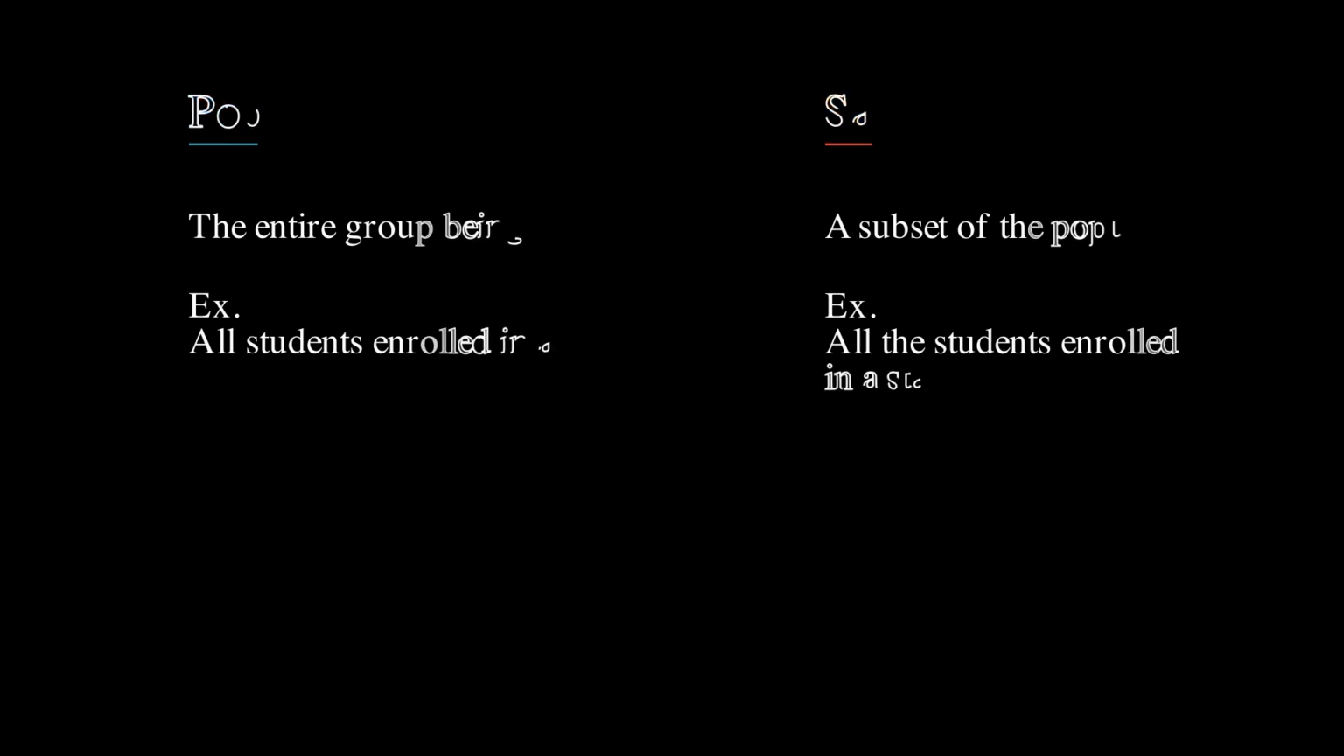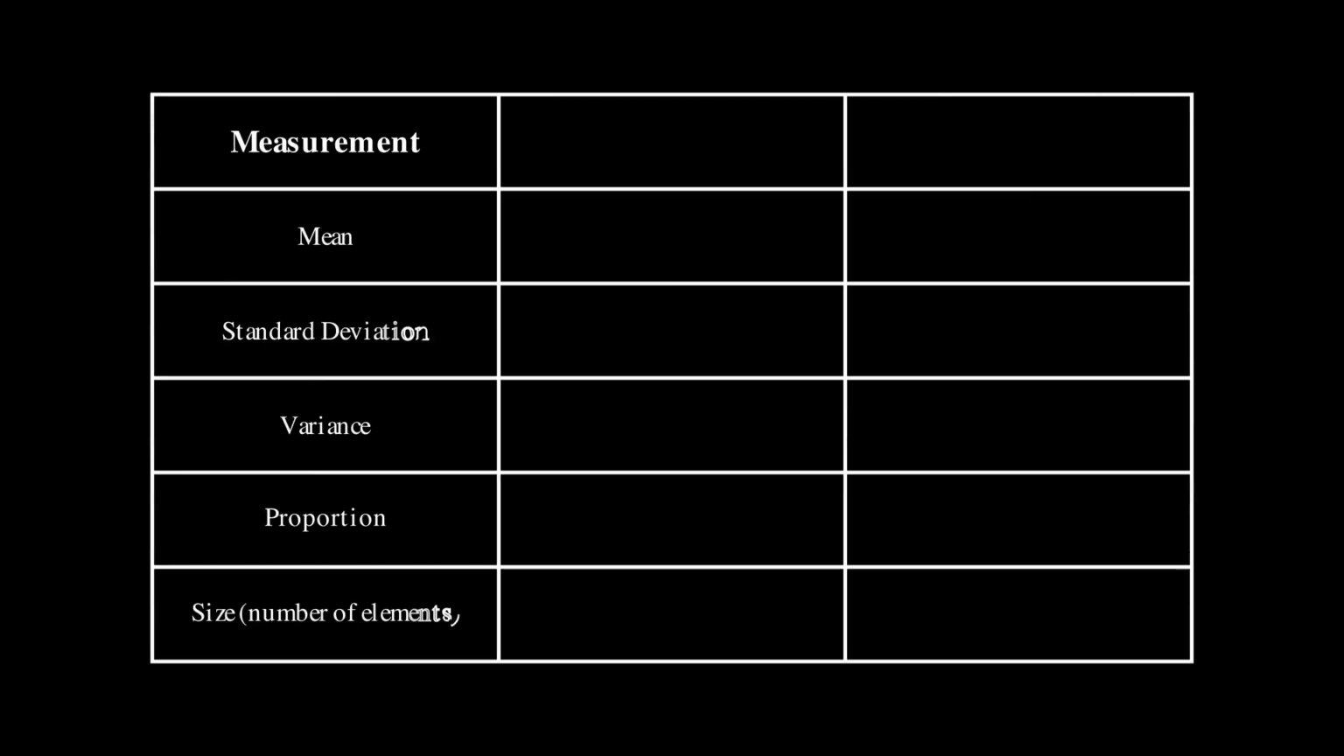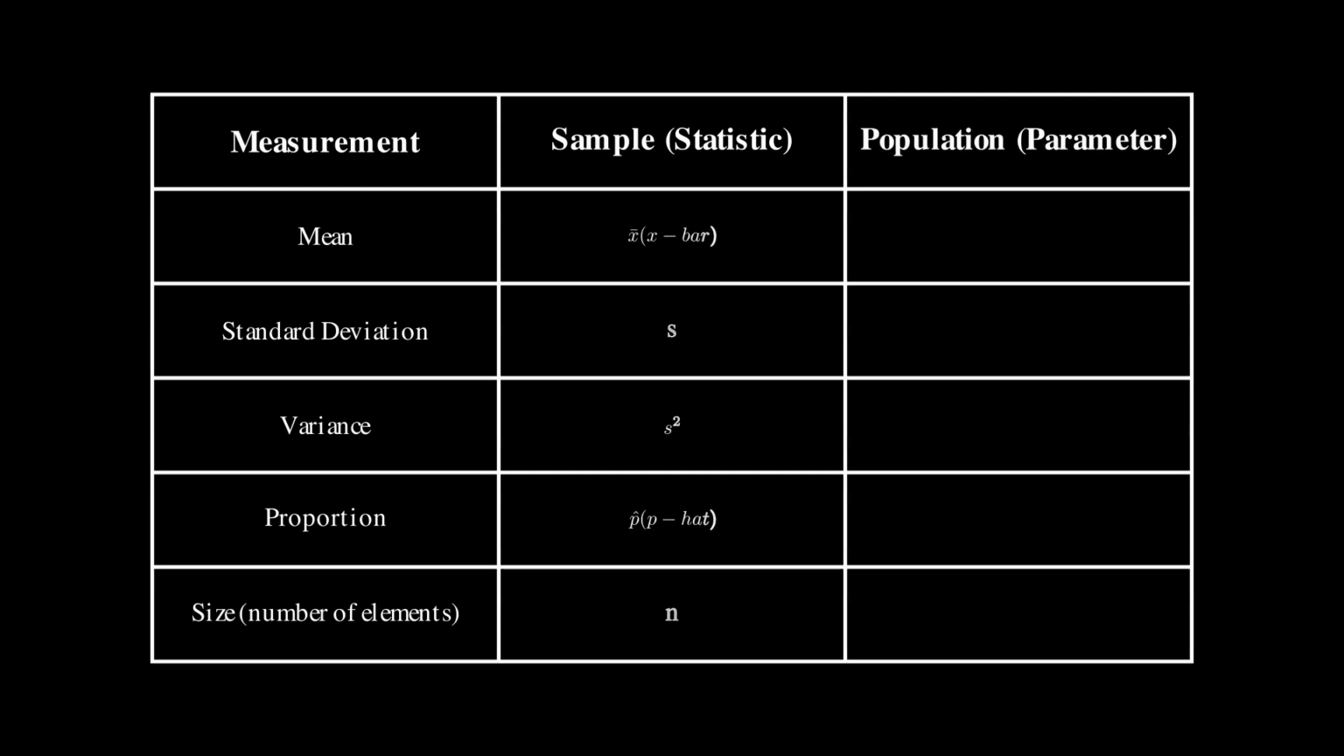It's also important to know the difference between a statistic and a parameter. When a measurement is used to describe a sample, it is known as a statistic. But when it's used to describe a population, it is known as a parameter. Here's an easy way to remember this. Statistics measure samples and they both start with S, while parameters measure populations and they both start with P.